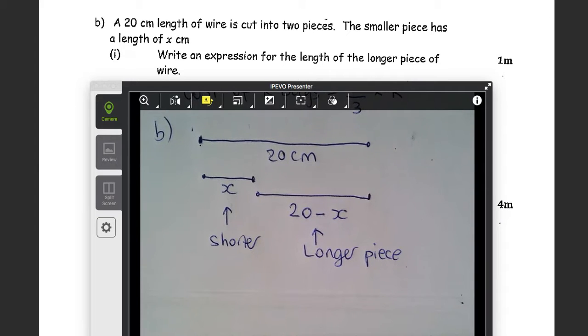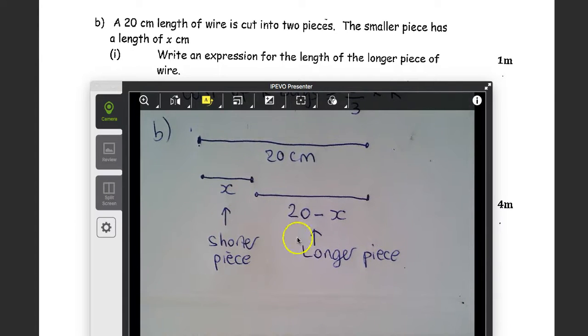Now, can you see how I worked it out in my head? Do you know why I chose numbers like 5? They're realistic. If the wire is 20 centimetres, the shorter one could be 5, the longer one's 15. How do you work out 15? 20 minus 5. Then you try it again. The shorter one's 7. How do you work out the longer one? 20 minus 7. So if the shorter one's X, we do the same: 20 minus X. Got it? Shorter piece is X. The longer piece will be 20 minus whatever X is.